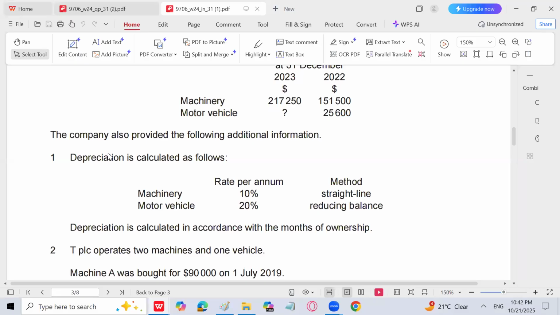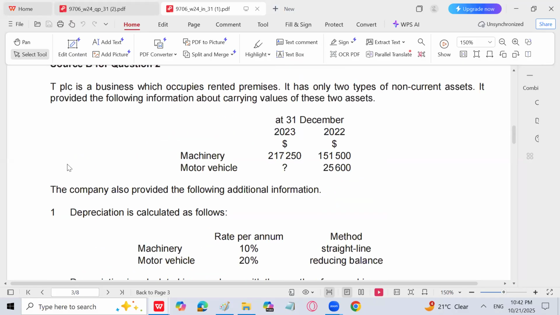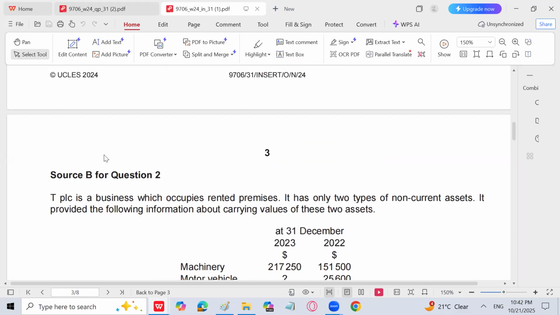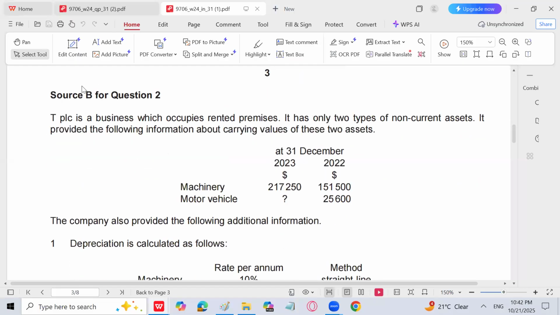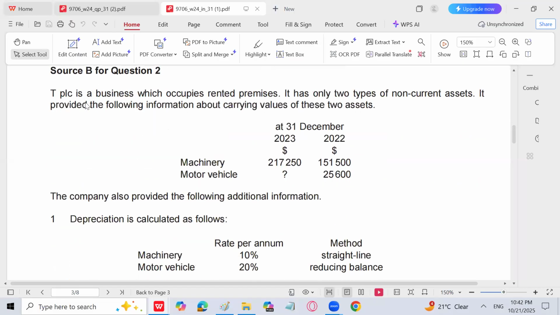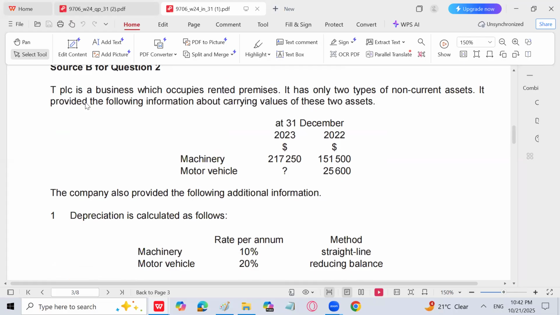So, first of all, source it from question number 2. This question came in October/November 24, variant 31. T Public Limited Company is a business which occupies rental premises. It has only two types of non-current assets. It provided the following information about carrying values of these two assets. Remember, these are the values which are given. They are carrying values, which means after depreciation.